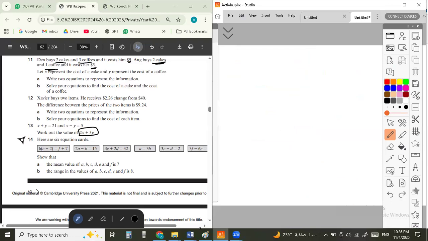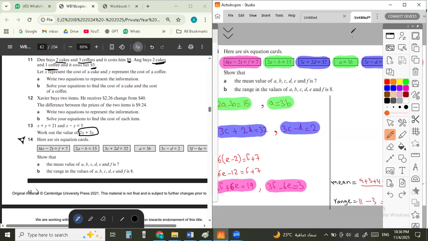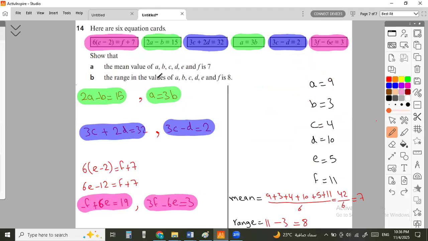The last question. The last question here, they're giving you 6 equation cards. And they're saying to you, show that the mean value of A, B, C, D, E, and F is 7. The range of the values of A, B, C, D, E, and F is 8.